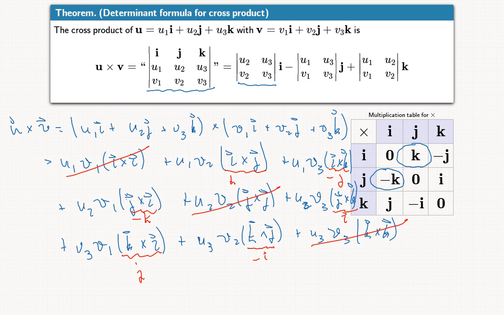And so now we look at these coefficients. Well, u1 v2 minus u2 v1, that's exactly this determinant here, which is the coefficient of k.